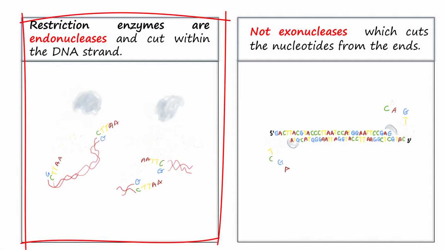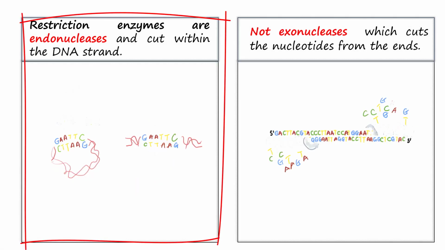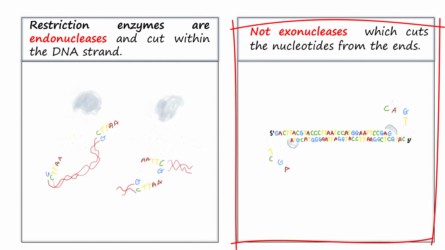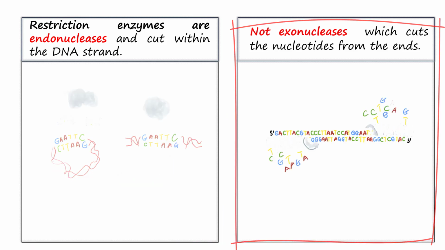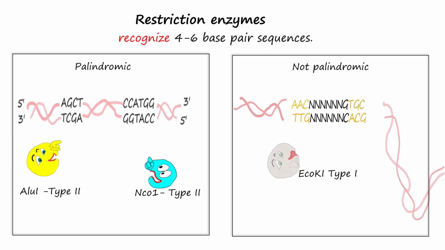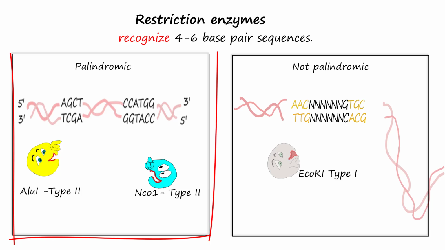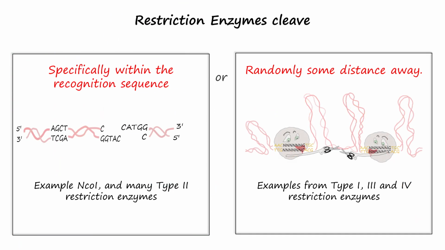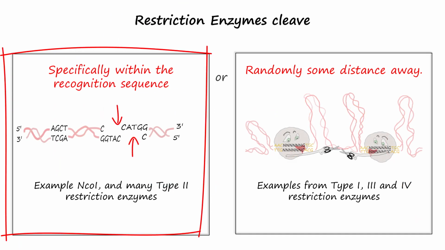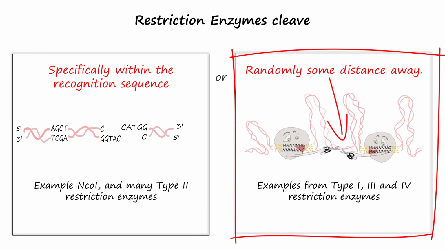Restriction enzymes are endonucleases which cut within the DNA strand, unlike exonucleases which cut the nucleotides from the ends. Restriction enzymes recognize and bind to target sites, which are 4 to 6 base pair sequences, commonly palindromic but not always. A palindromic sequence reads the same forward on one strand and backward on the complementary strand. Restriction enzymes cleave specifically within the recognition sequence or at a random site some distance away.